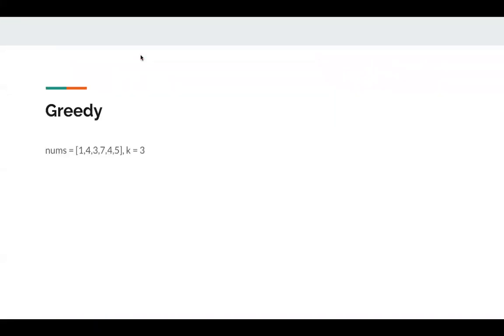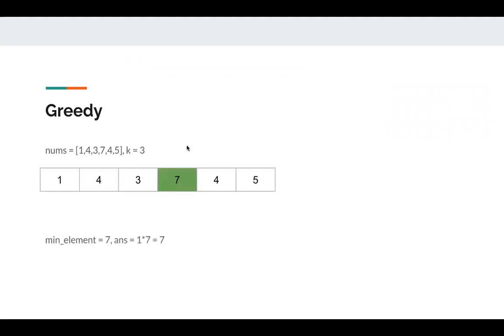Okay, so let's say this is the input. k is 3, which means we have to pick 3. At this time, the min element in my range is 7, and my answer is 7 so far. Next, I can pick some element before it and after it. This time I can pick 3 or pick 4.